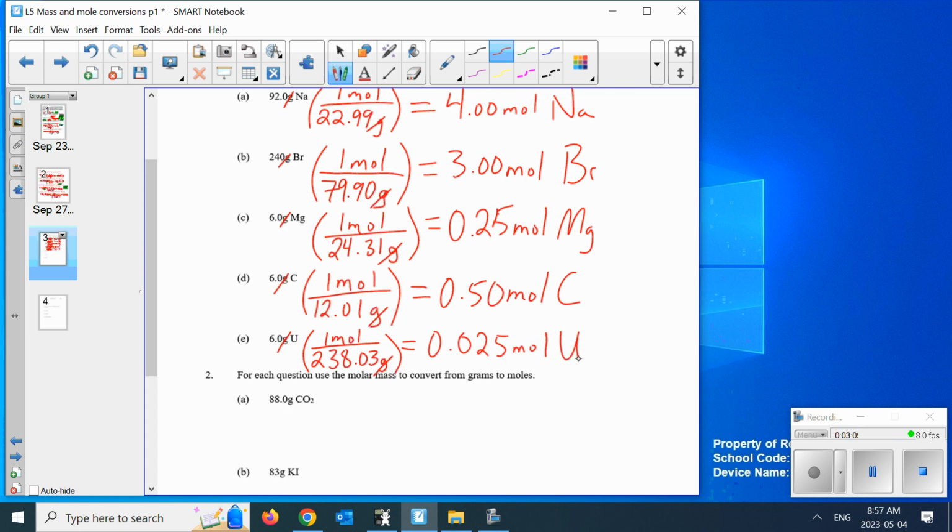Now, I want to just point something out to you for the last 3. I intentionally put 6 grams on each one of them, just to keep you aware that 6 grams of an element is not necessarily the same number of carbons. In this case, it's 0.25 of a mole, half of a mole, 0.025 of a mole. It depends on how heavy the element is, molar mass. That's all it is, just pointing out.